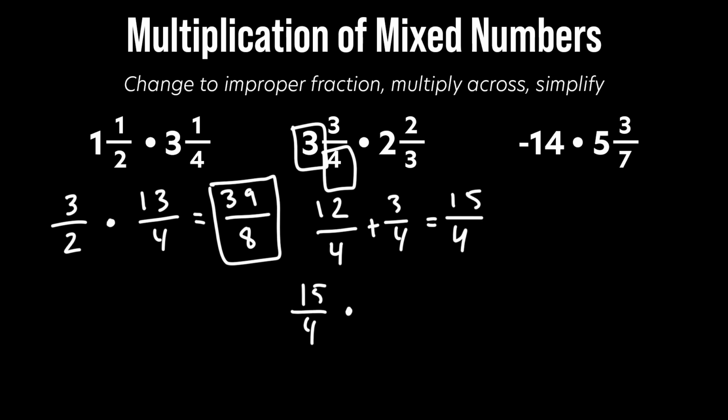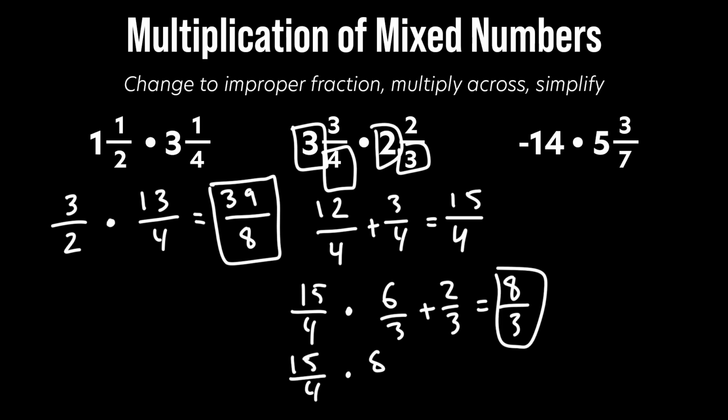And let's multiply this with, let's try it again. 2 times 3 is 6, and it's going to be out of 3. So then that's 6 over 3. And then let's add 2 over 3 to it. So we'll get 8 over 3. 15 times 8 is equal to 120. And 4 times 3 is equal to 12. And 120 divided by 12, and this is going to be 10.